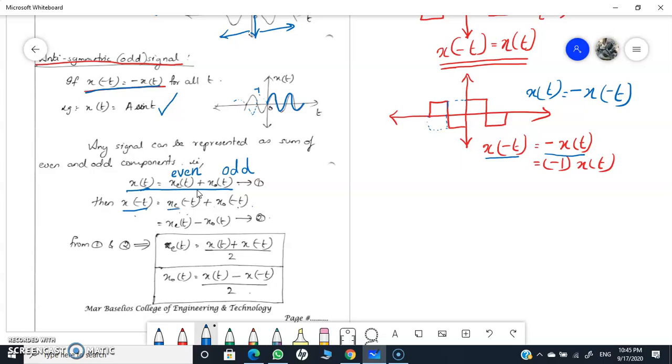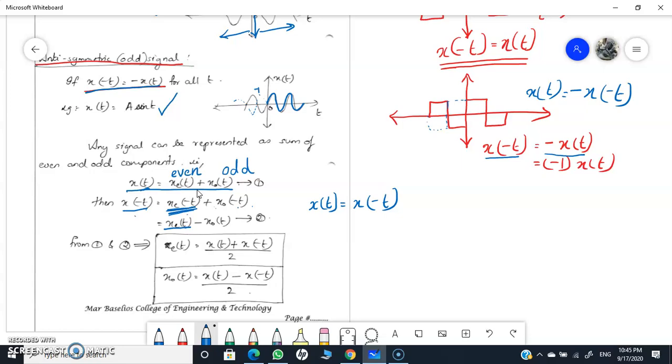So what is happening is, since this is an even component, it will obey the even property. That means this xe of t will be an even signal. So what is the condition of an even signal? Any signal is said to be even if x of t is equal to x of minus t. That means xe of minus t is even, so xe of minus t will be xe of t.